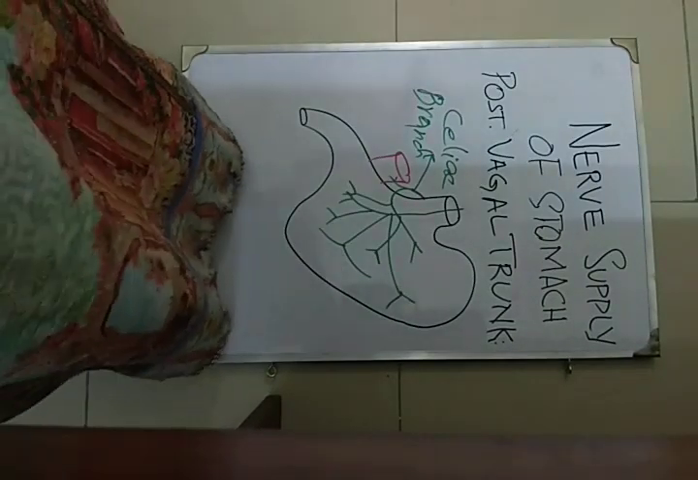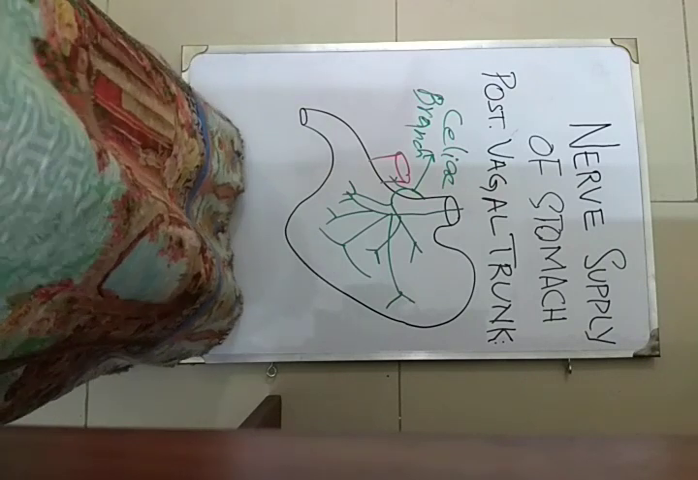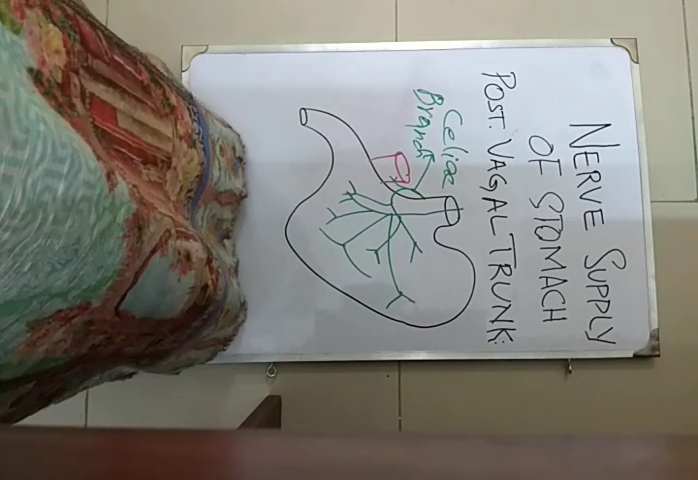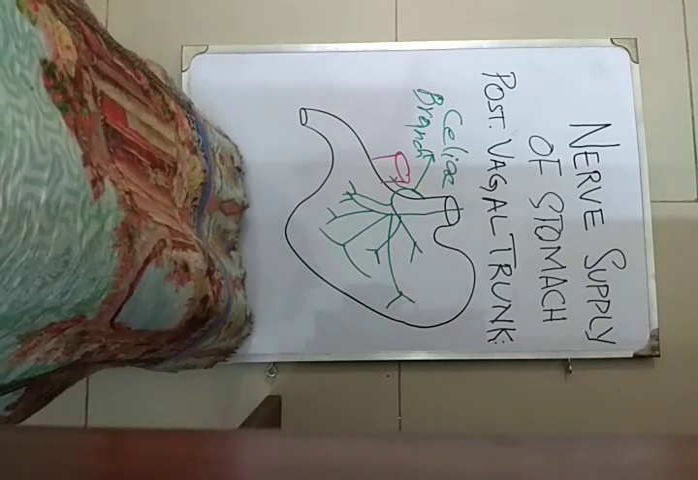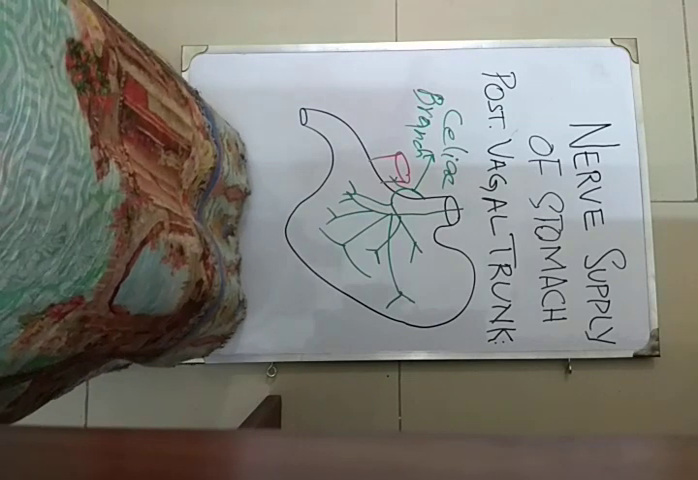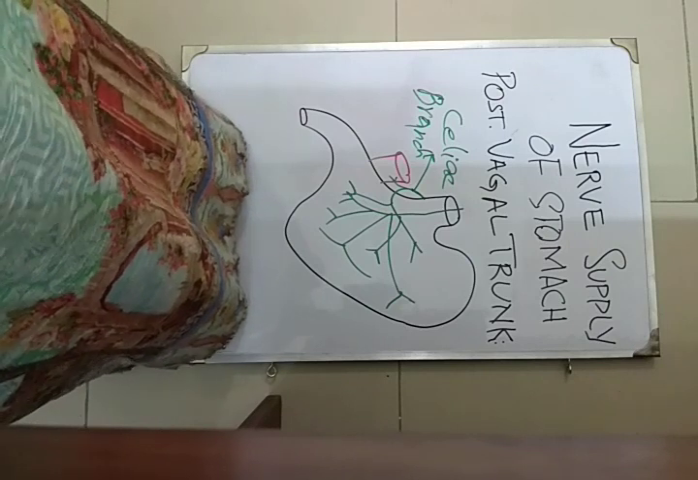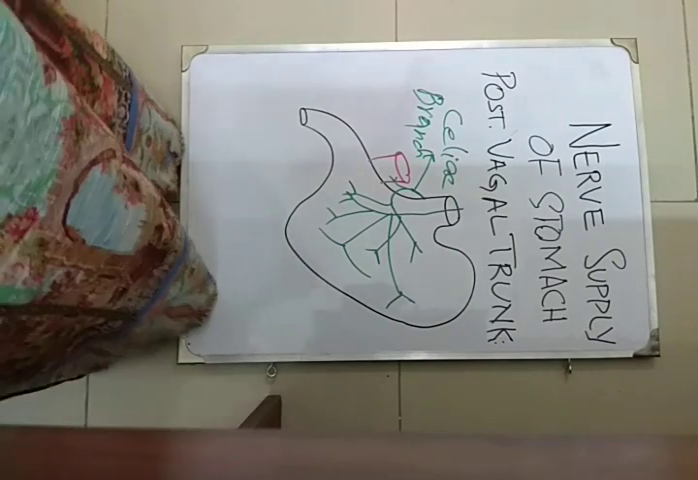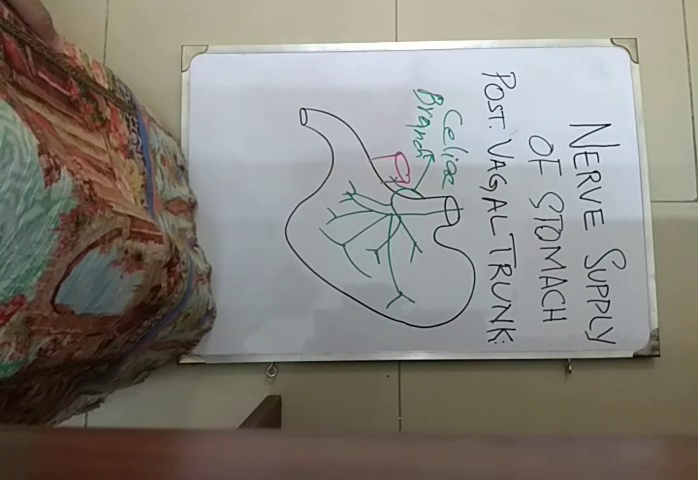So the posterior vagal trunk moves and gives branches to the celiac and the superior mesenteric plexus, and it also gives branches to the splenic flexure of the intestine. So what is the splenic flexure? The splenic flexure is actually the folding between the transverse colon and the descending colon.